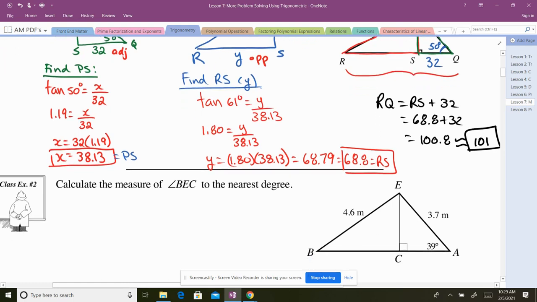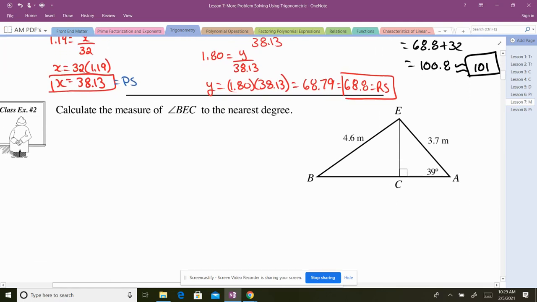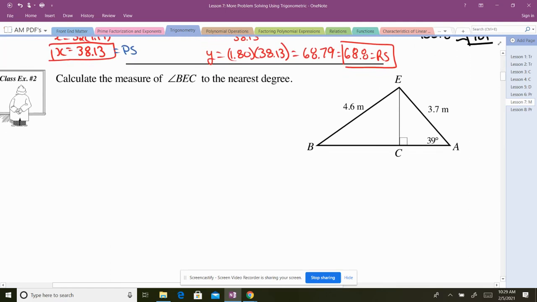Okay. We're going to do the one right below it. Calculate angle BEC. So what angle are they talking about there? Yeah, but where is that? The top BEC, they want that angle right there.